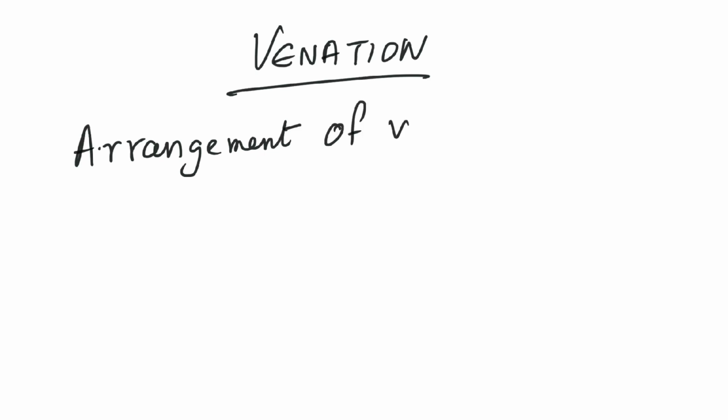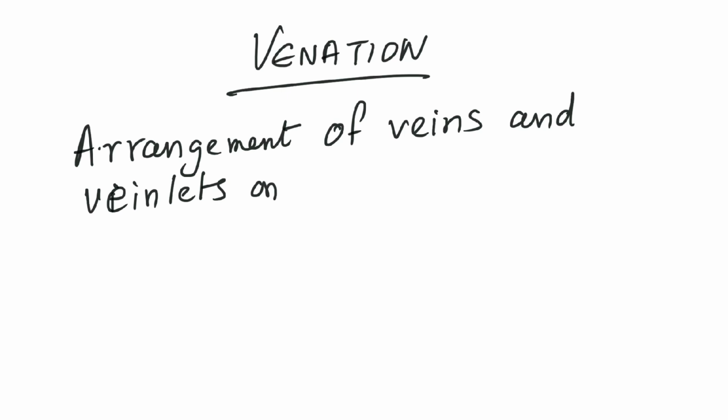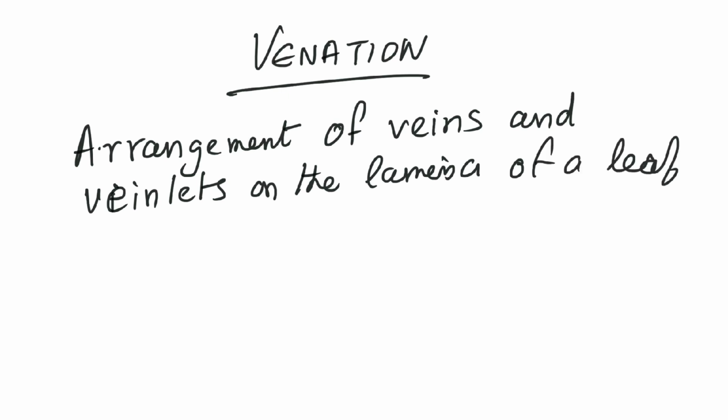So what exactly is venation? Venation is the arrangement of veins and veinlets, that is small branches of veins, on the lamina. Lamina basically denotes the broad portion of a leaf. That's the most important portion of the leaf because most of the photosynthesis happens there. So venation looks at the arrangement of veins and veinlets on the lamina of a leaf.